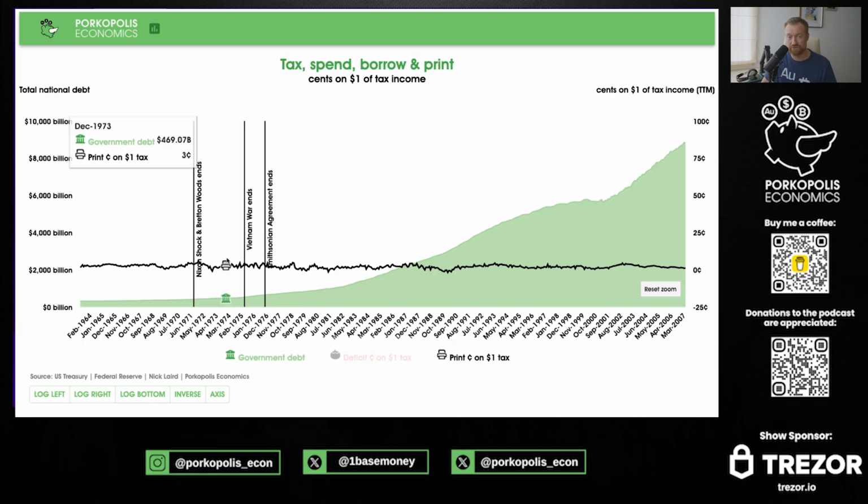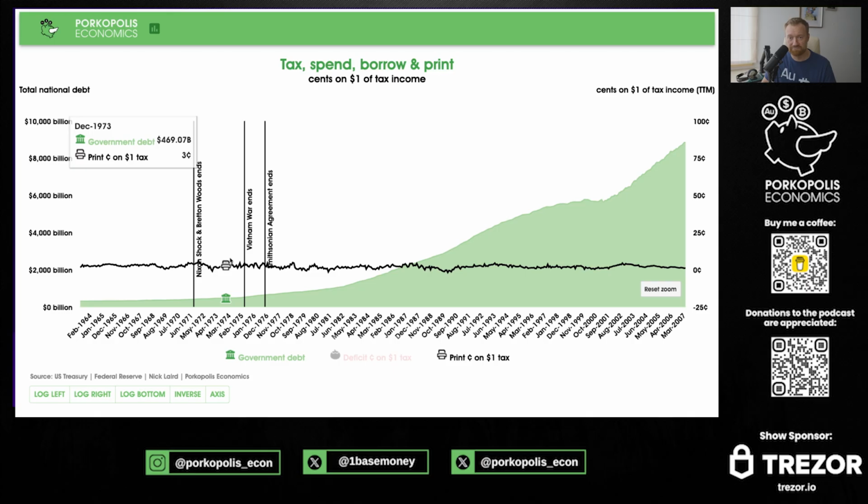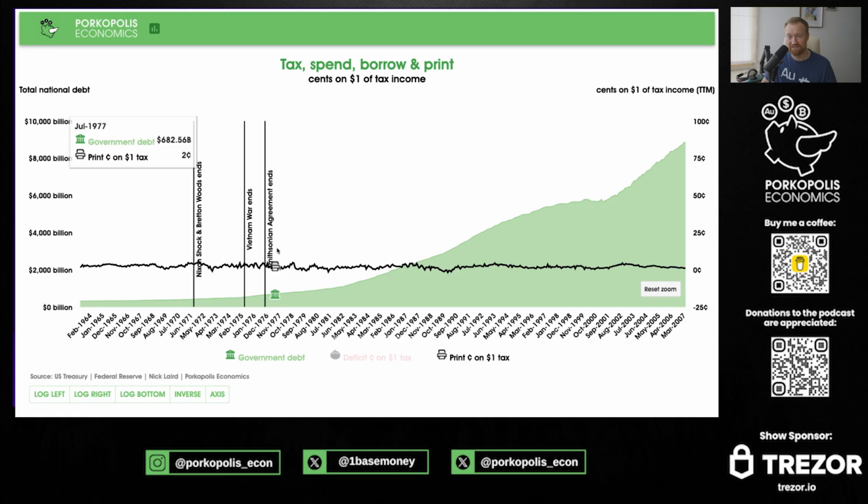At any period over a trailing 12-month basis, for every dollar's worth of taxes, the federal government printed and bought government bonds to the tune of 3 cents on the dollar, 2 cents, sometimes even a little bit negative, which means they sold bonds back into the economy. The Federal Reserve was a very minor player in the expansion of debt.